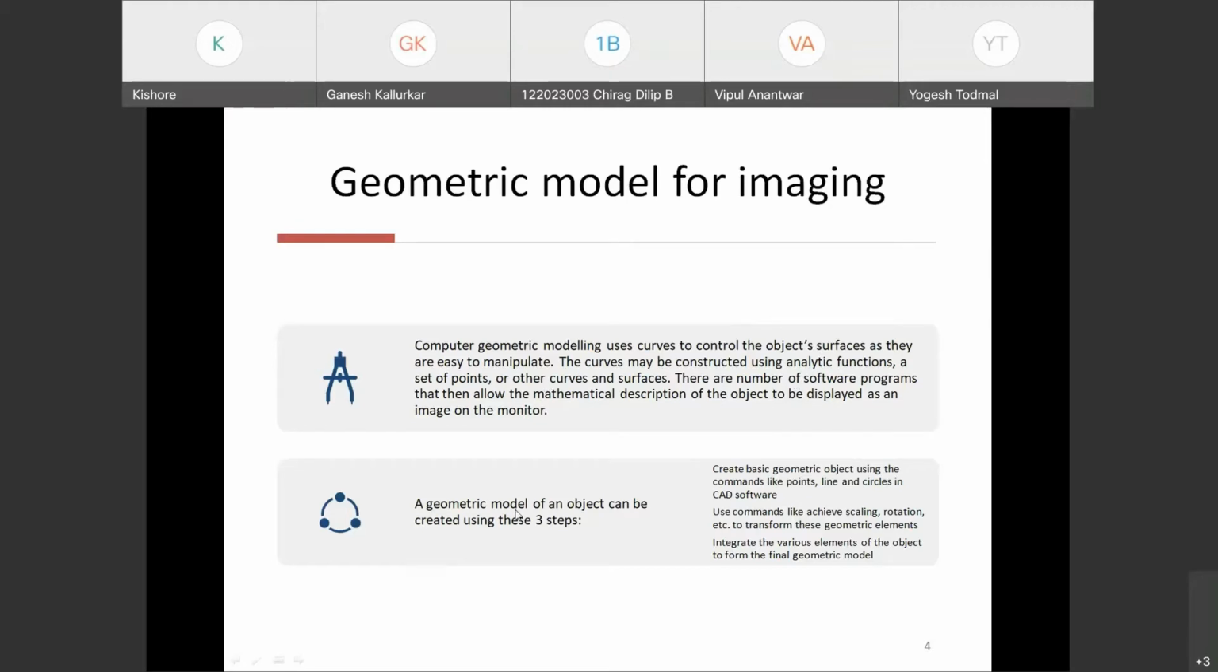A geometric model of an object can be created using three steps. Now, what are these three steps? First, create basic geometry, a geometric object, using commands like point, line, circle in CAD software. Second, use commands like scaling, rotation, etc. to transform these geometric elements. And third, integrate the various elements of the object to form the final geometric model.